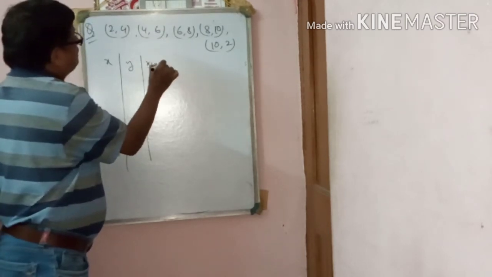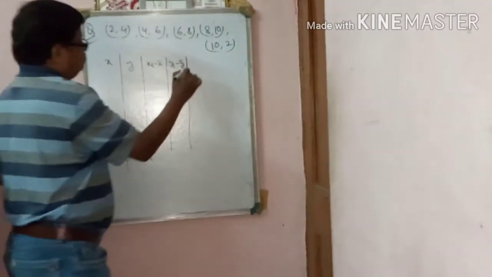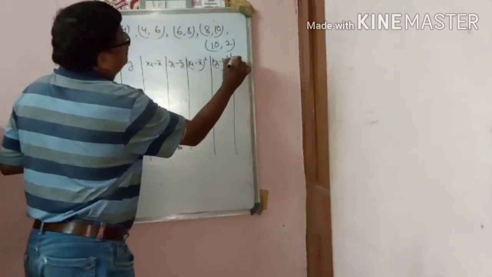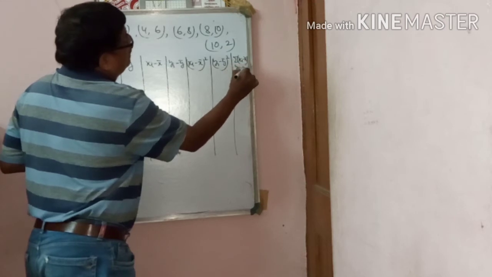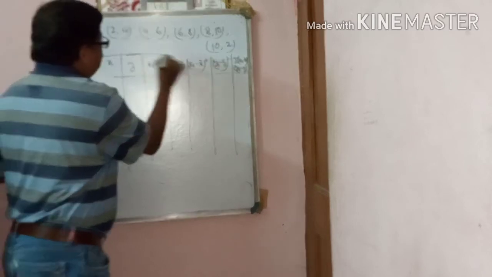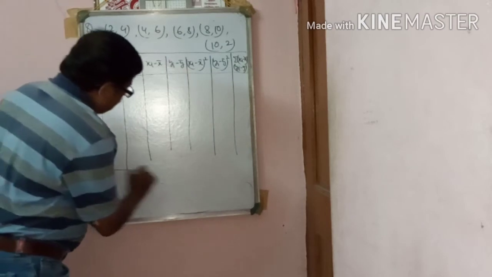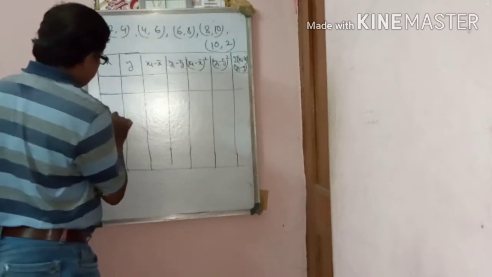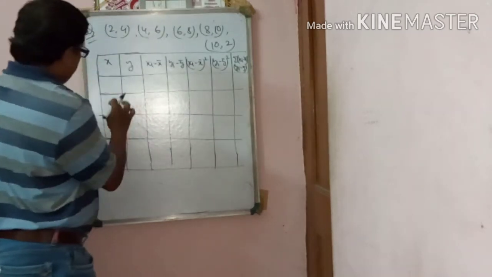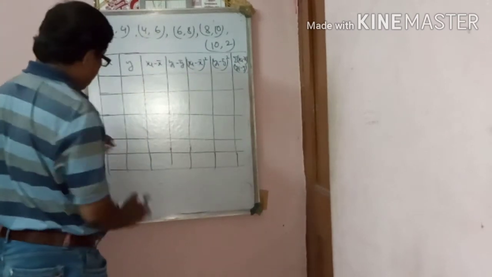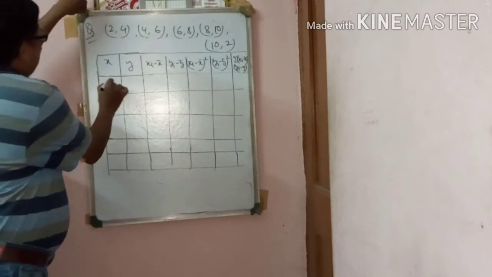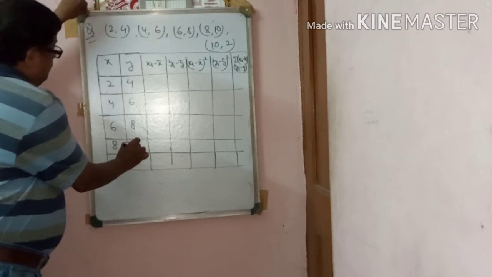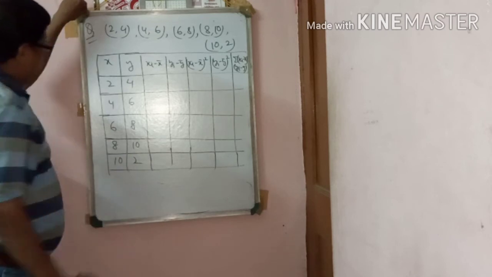We know the values: xi minus x bar, yi minus y bar, xi minus x bar whole square, yi minus y bar whole square, and last is summation of xi minus x bar into yi minus y bar. First you have to complete the table. Keep in mind, one, two, three, four, five. No problem. See, 2, 4, 4, 6, 6, 8, 8, 10, 10, 2. This is given.